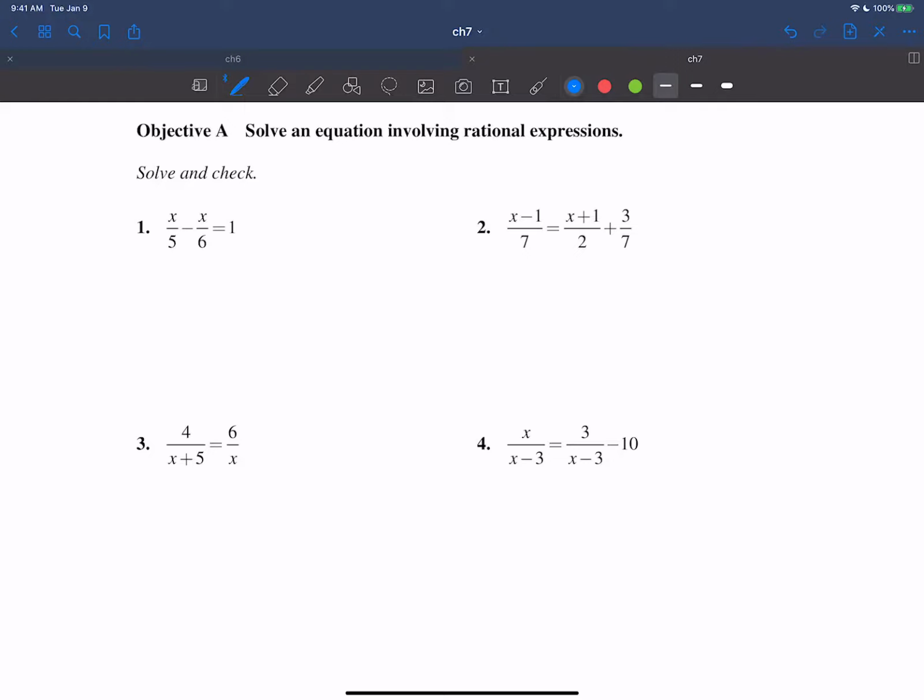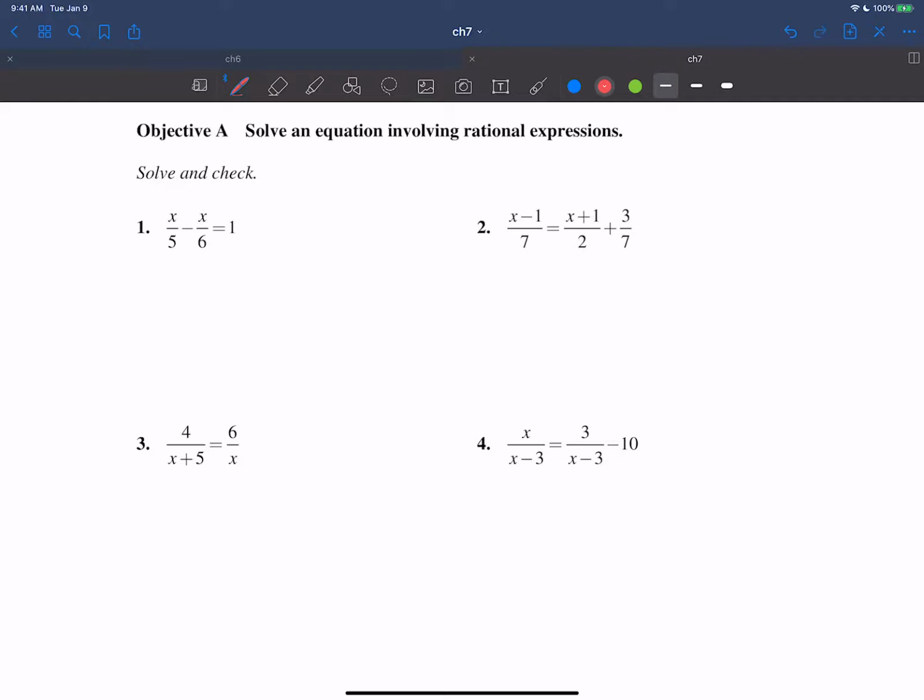Objective A. Solve an equation involving rational expressions. Number 1. x over 5 minus x over 6 equals 1. When you solve equations like this, where you have fractions, it doesn't matter if it's a rational equation or just a linear equation. I always recommend my students to get rid of the denominators as soon as possible.